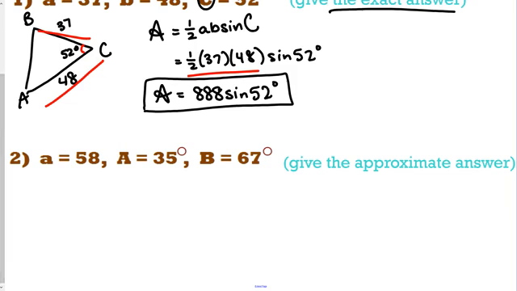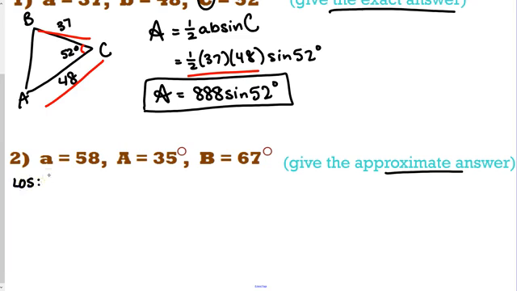And notice that the directions say, for this one we can give the approximate answer. And that's because we're going to end up using the law of sines or the law of cosines to find more information. What do you think? Do you think it's going to be the law of sines, or do you think it's going to be the law of cosines? You're right. Let's use the law of sines.